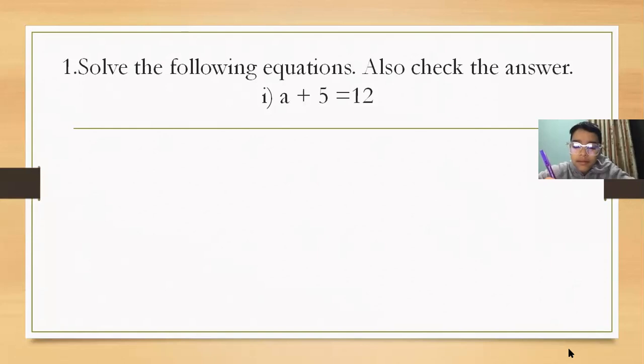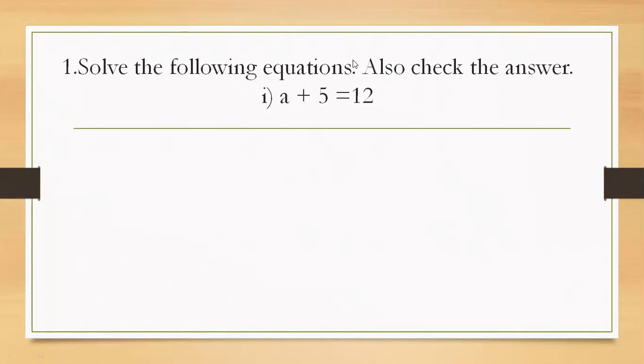Sir, can you tell the process of doing this? A plus 5 equals 12. Yes, I am going to teach that. Look here. First of all, we have to write the question again. Now we should put the like terms on one side. In this equation, there are two sides. One is the left side and the other is the right side. Left hand side and right hand side.